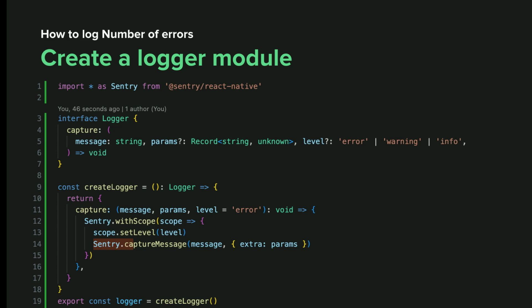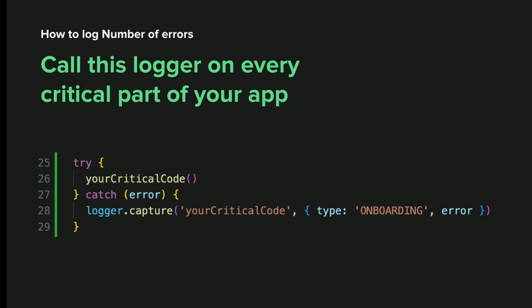Once you are creating your method, then you call your monitoring tool, like Sentry, inside, with all the precious information that is coming from there. And if you didn't know what to put in your try-catch, now you have your logger, and you call this in every part of your critical code, so then you can have your feedback.